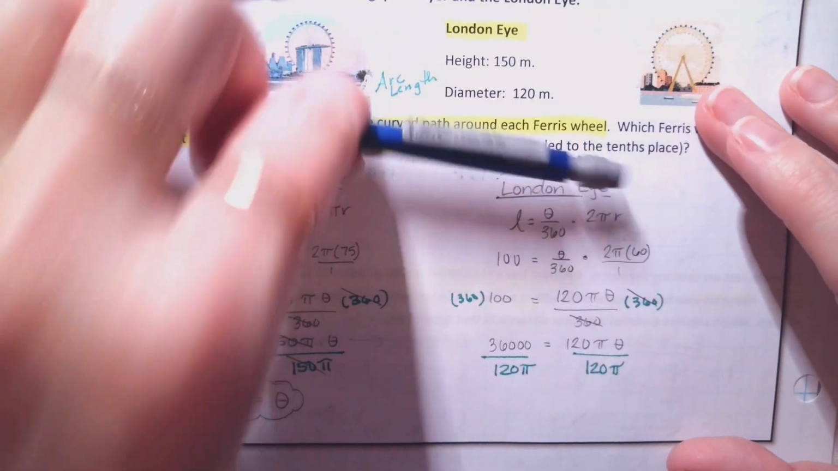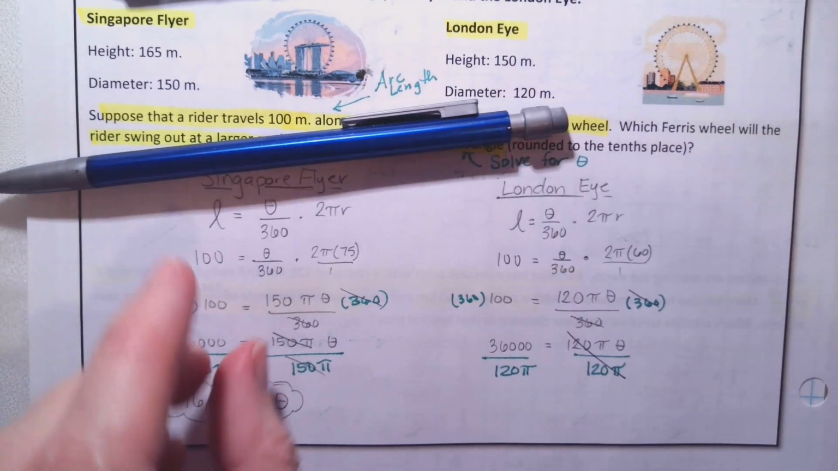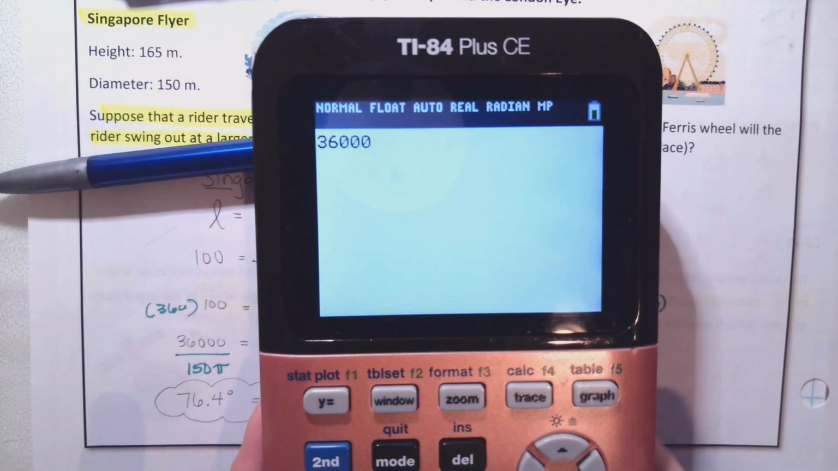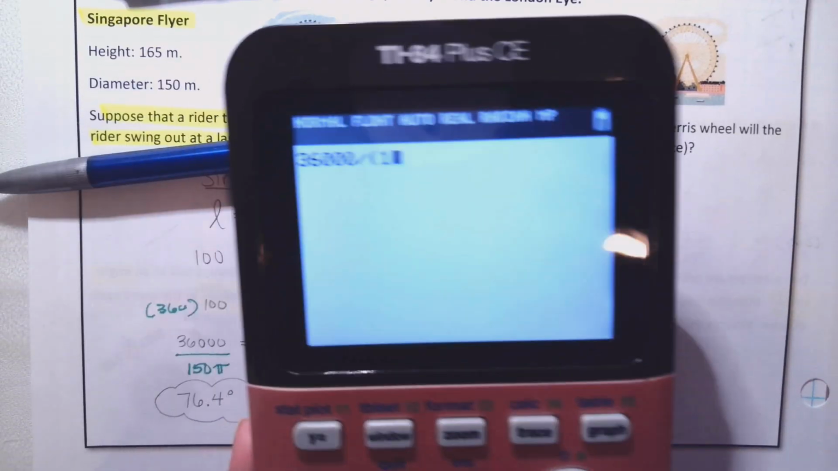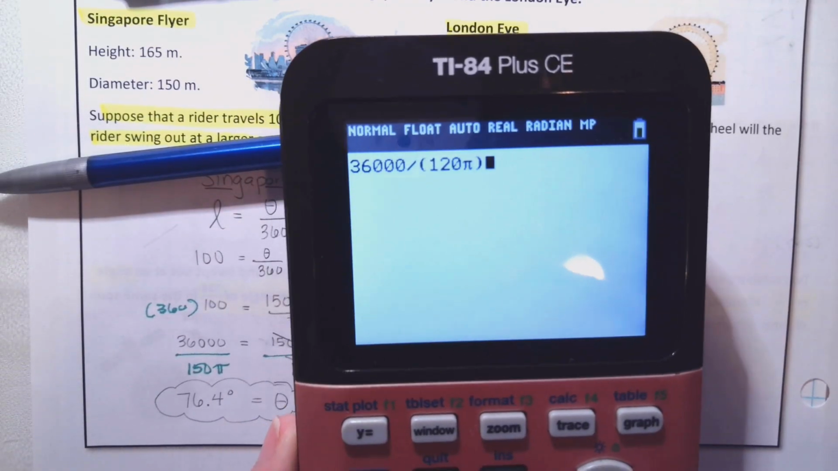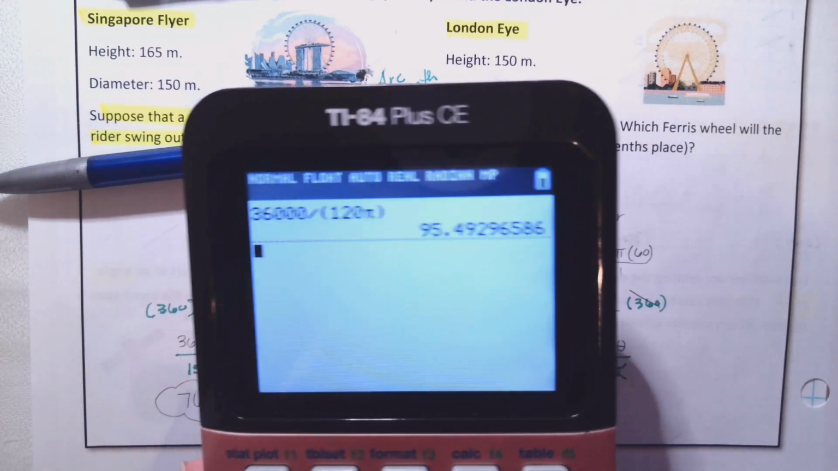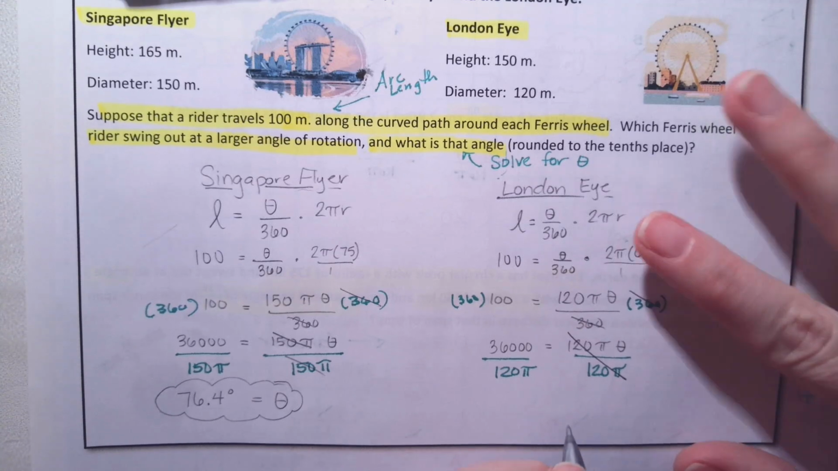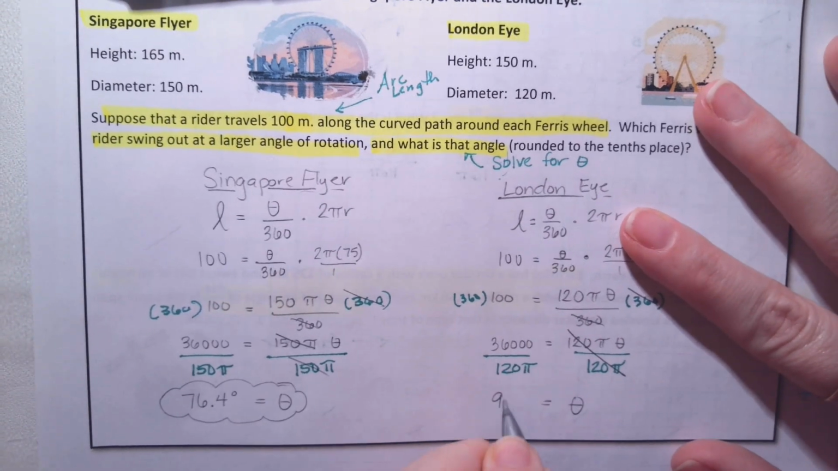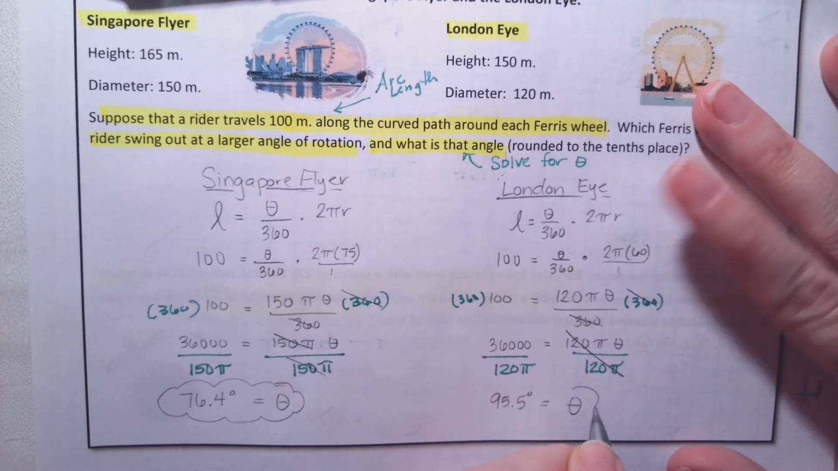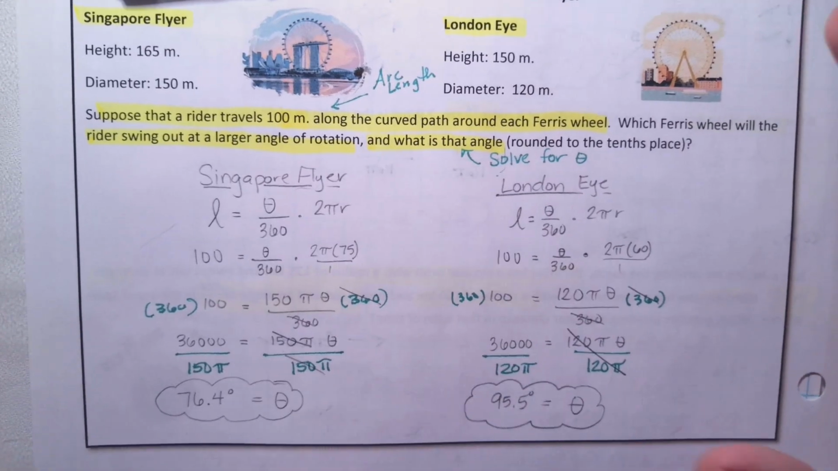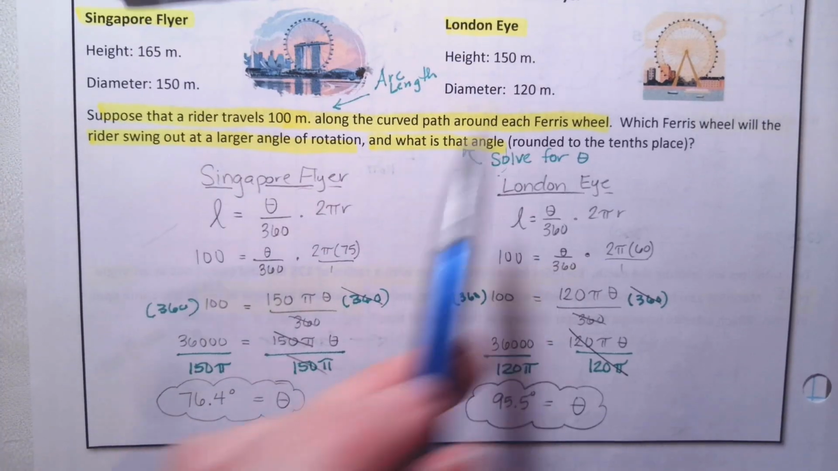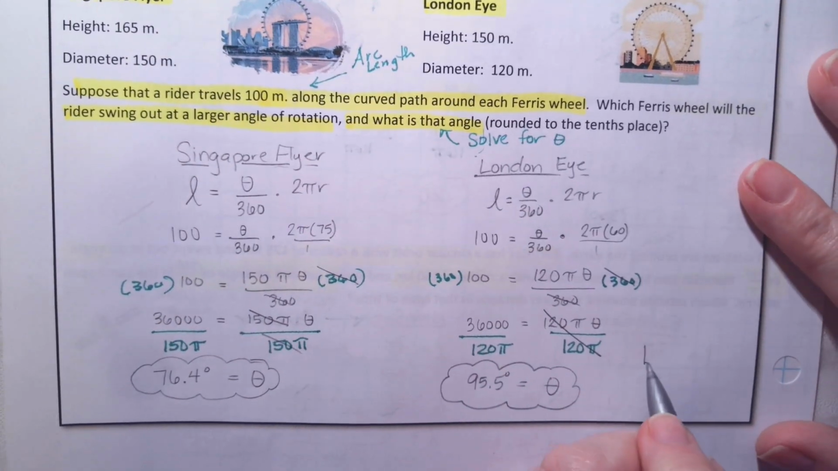And then again, not leaving it in terms of pi means we can use the pi button on our calculator. 36,000 divided by 120 pi. And this one, again, rounded to the tens place, we'd have 95.5 degrees. So then to answer their question, which Ferris wheel will the rider swing out at a larger angle of rotation? That would be the London Eye is larger.